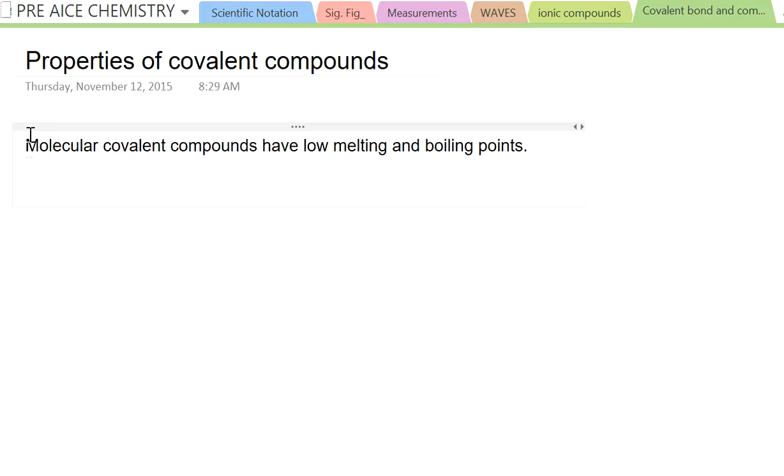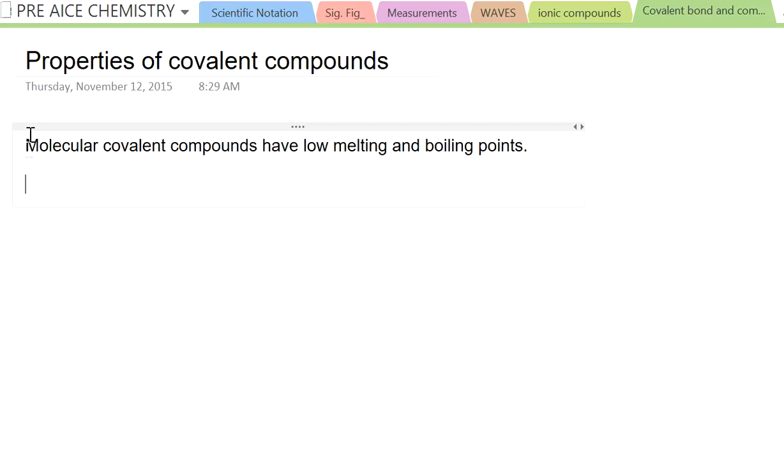But some of them are gases like carbon monoxide, carbon dioxide, ammonia, all the gases that we use, methane, butane, alcohol is a covalent compound. All the alcohols are covalent compounds.